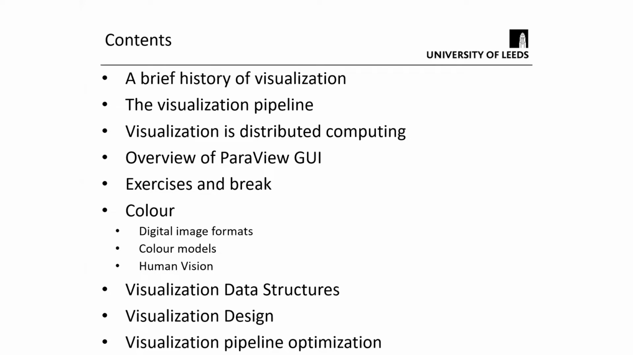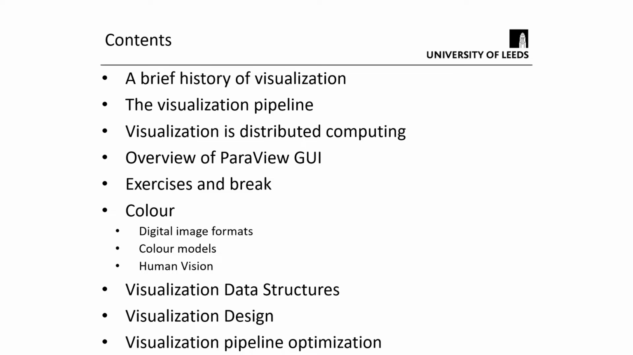So this is the contents of the course. We've got a brief history of visualization, then the visualization pipeline, which is the key thing to understand in terms of computerized visualization. My view is that visualization is distributed computing, and that's important for you to understand the graphical user interface and how you could use it with a supercomputer. Then we've got some exercises and a break, so you can have a rest and you can ask questions.